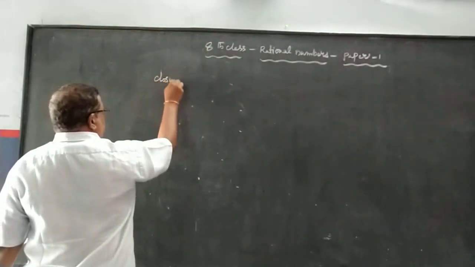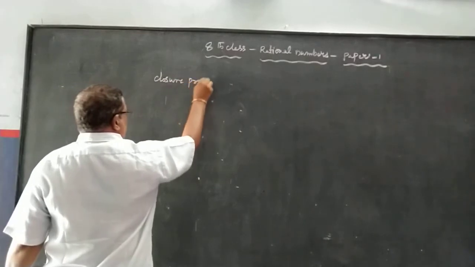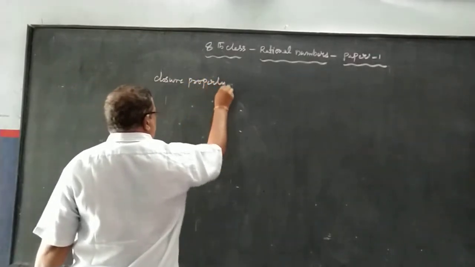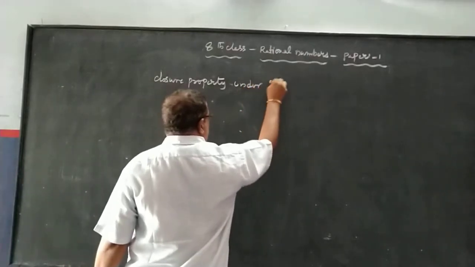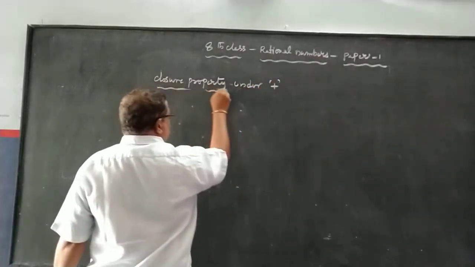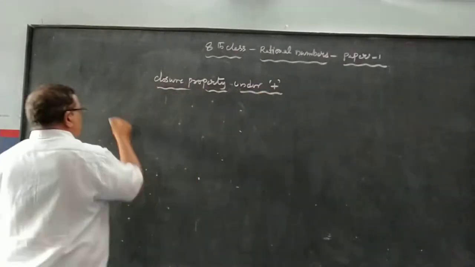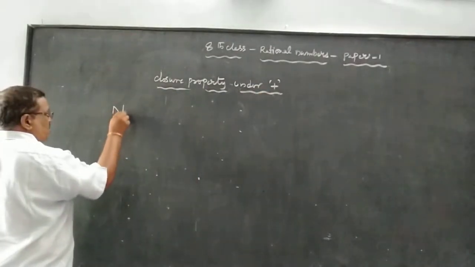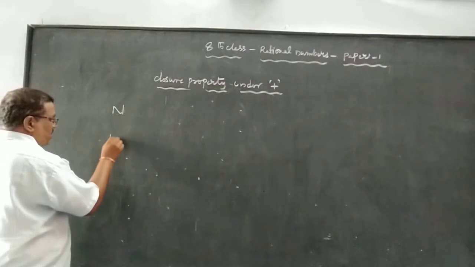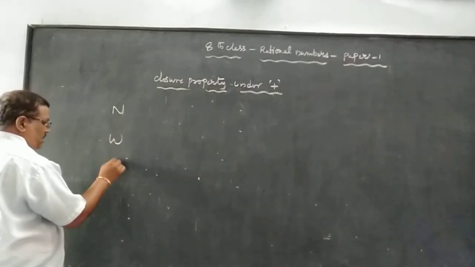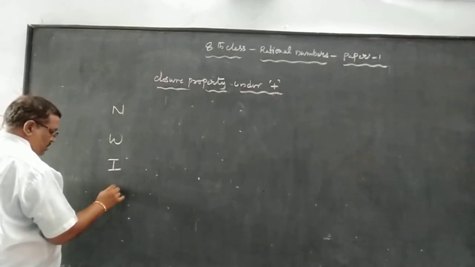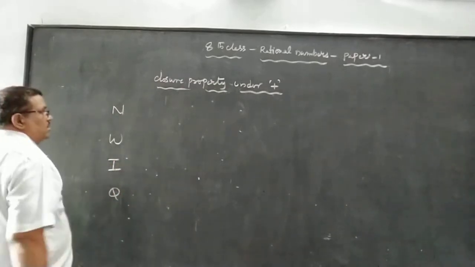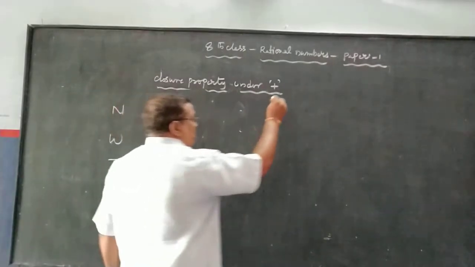The first one is closure property under addition. Under addition, let us see. The first one is the set of natural numbers, the second one is the set of whole numbers, the third one is the set of integers, the next one is the set of rational numbers. So what is the closure property under addition?